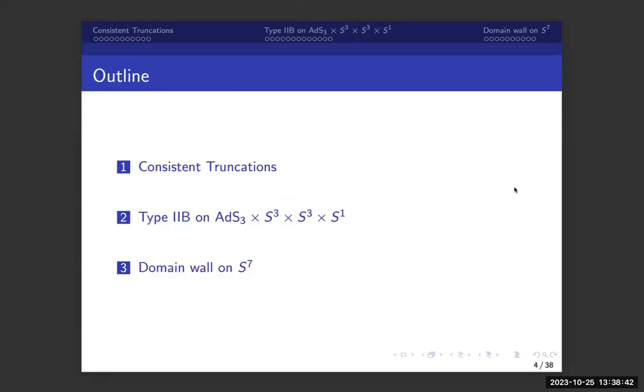Okay, so I'll start by discussing consistent truncations in general and how they are constructed in this framework of ExFT. And then I will talk about two specific examples where we used these methods to study all of these different directions.